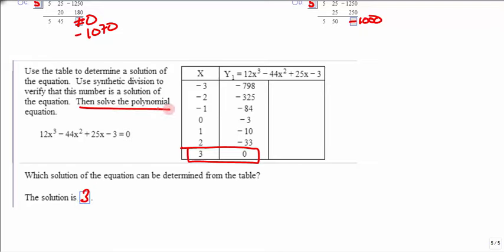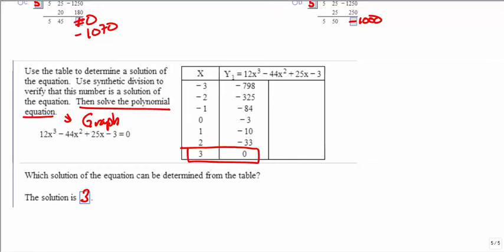It says, then solve the polynomial equation. Well, you can use synthetic division and see what you have remaining as a factor and try and factor that like we did in the above problems. Or I can graph this on my calculator and get a larger view of this table and find my other solutions that way. So that's another type of problem that you'll be running into.